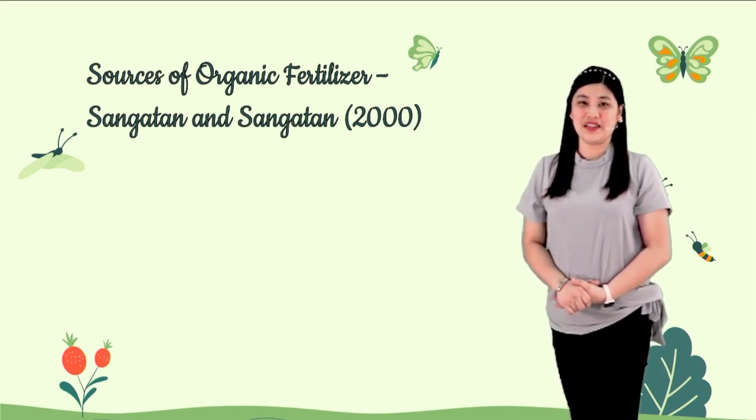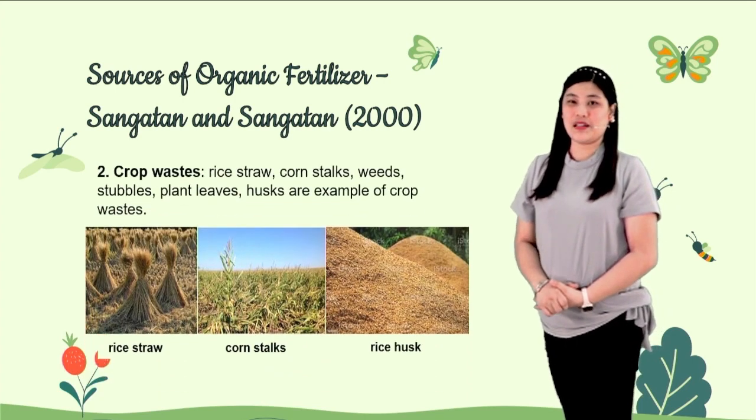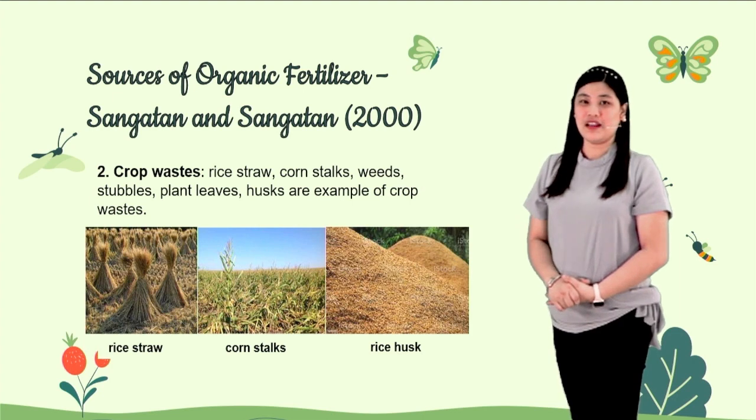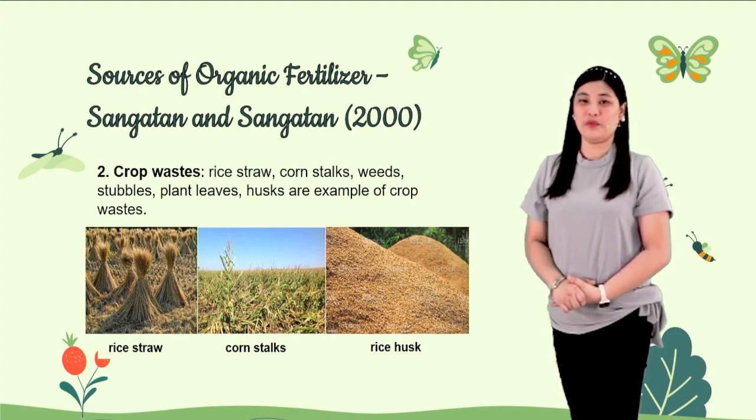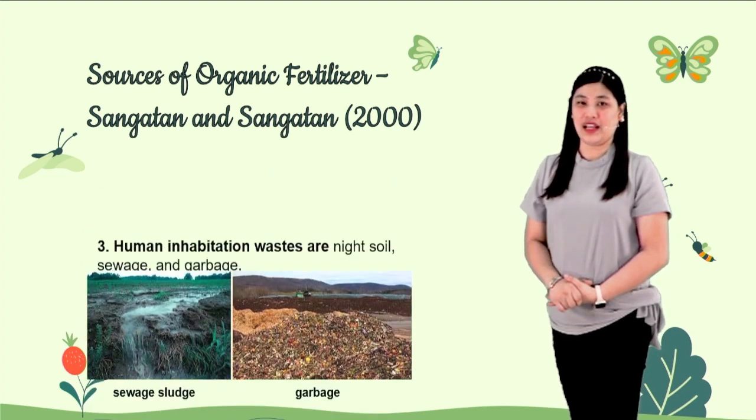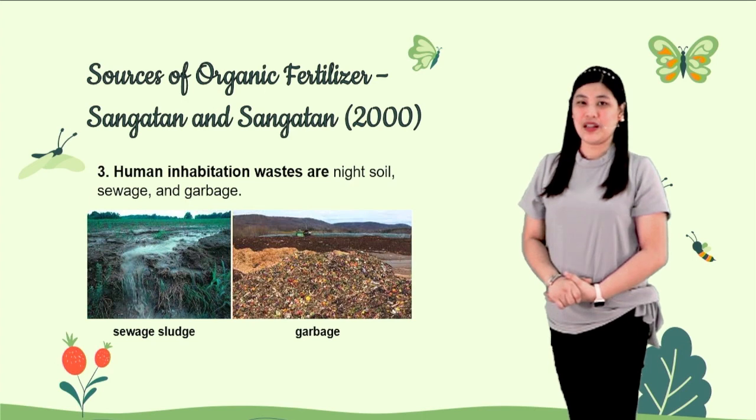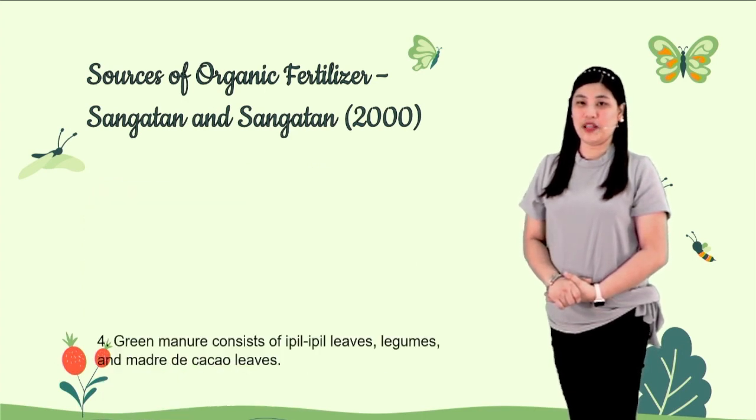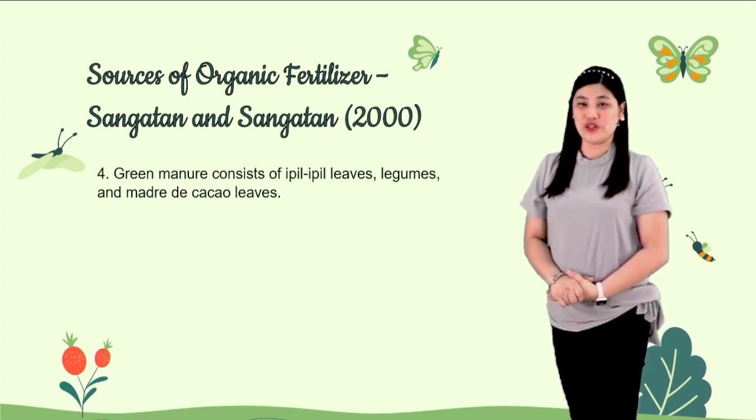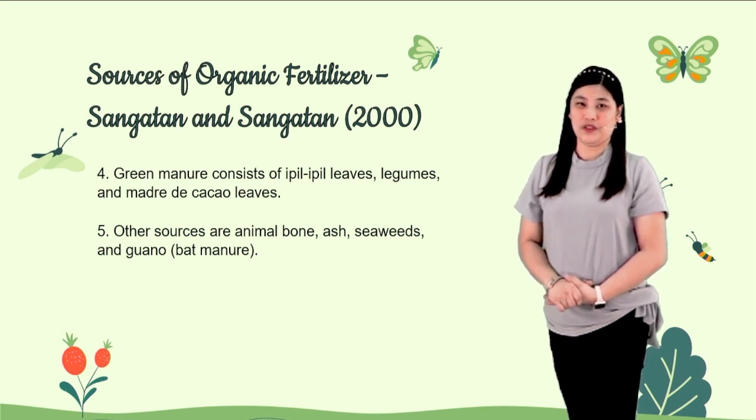Crop waste. Rice straw, corn stalks, weeds, stubble, plant leaves, and husks are examples of crop waste. Human and habitation waste are night soil, sewage, and garbage. Green manure consists of ipil-ipil leaves, legumes, and madre cacao leaves. Other sources are animal bone ash, seaweeds, and guano.